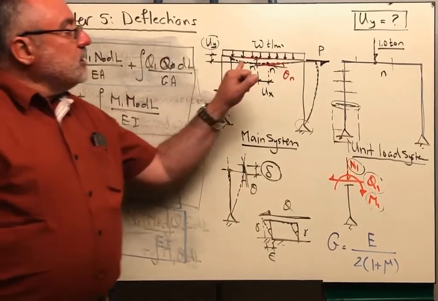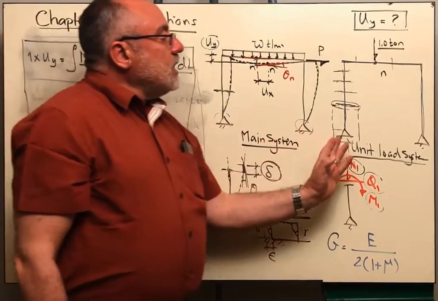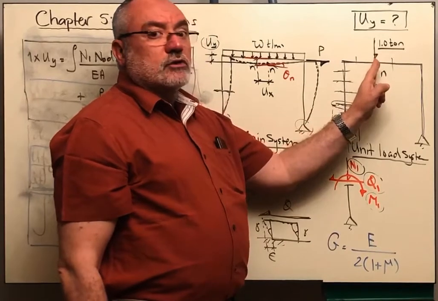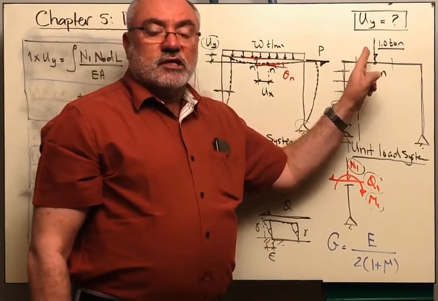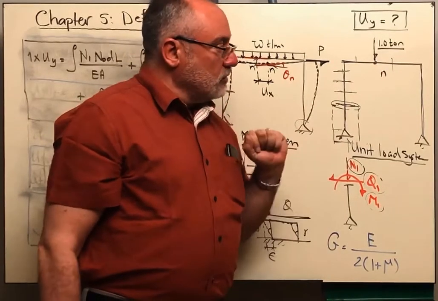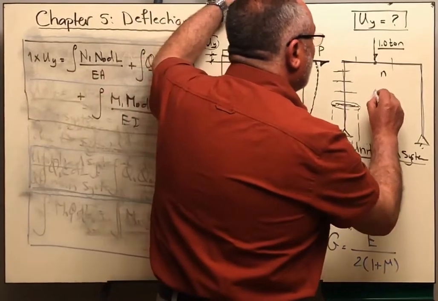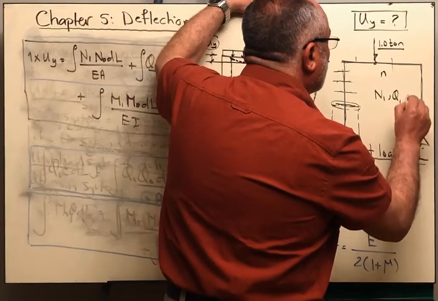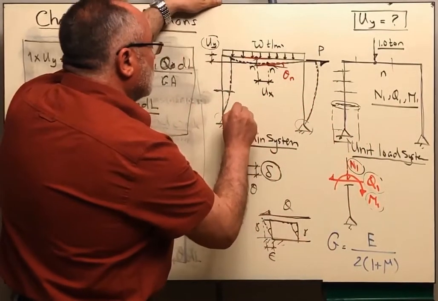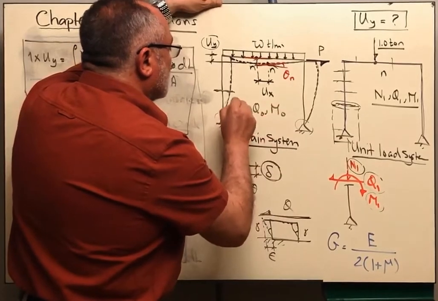And then, if I need to determine the vertical deflection at point N, I will take the same geometry, remove all of the forces, and put a unit load in the direction of the desired deflection and at the point where we need to calculate the deflection. Now, this is the main system. From there, I will have to draw the normal force N1, the shear force, and the bending moment. And here I will have to draw the normal force, shear force, and bending moment.